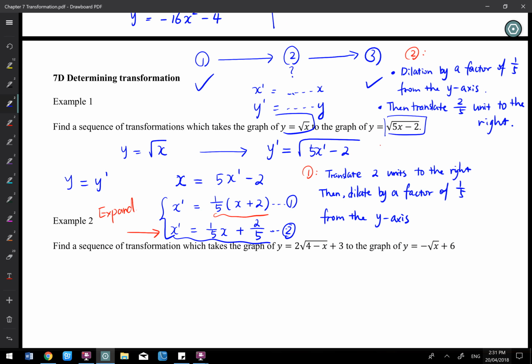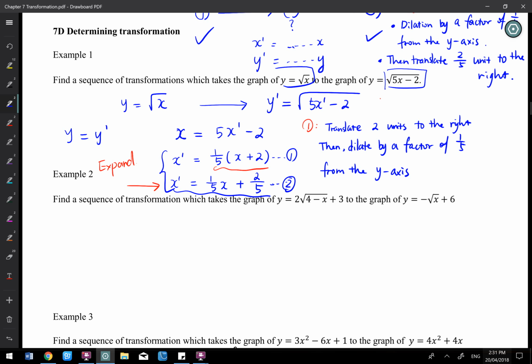The equation as original, and we have the result equation. Want to see what happens in between?